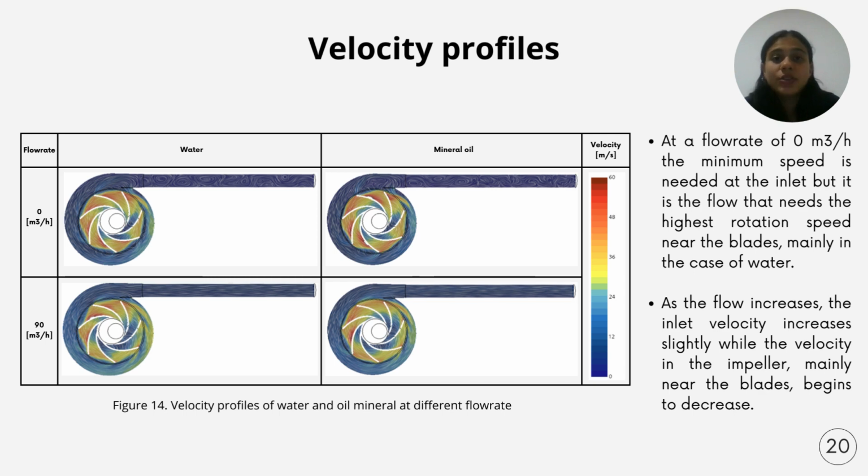but it is the flow that needs the highest rotation speed near the blades, mainly in the case of water. This could be due to the low flow rate, thus forcing the impeller to exert greater speed. On the other hand, as the flow increases, the inlet velocity increases slightly. In this case, the speed in the impeller, mainly close to the blades, begins to decrease. This could be due to the increase in flow, thus making the impeller need less speed so that the flow at the end is constant.